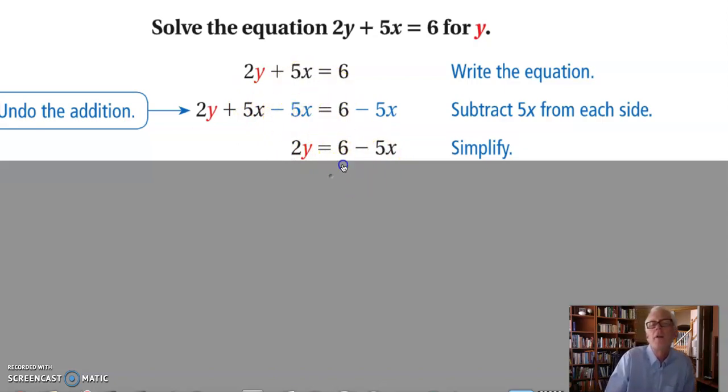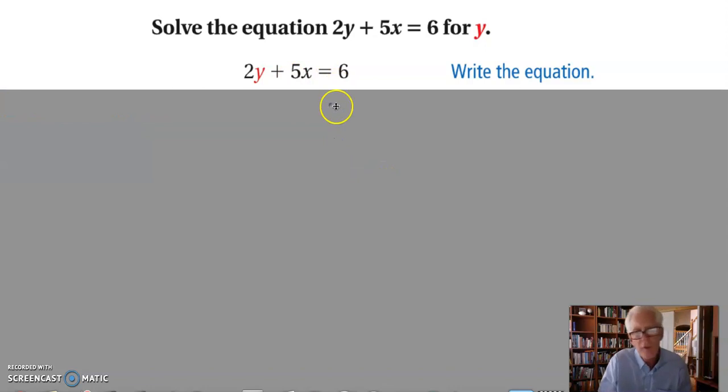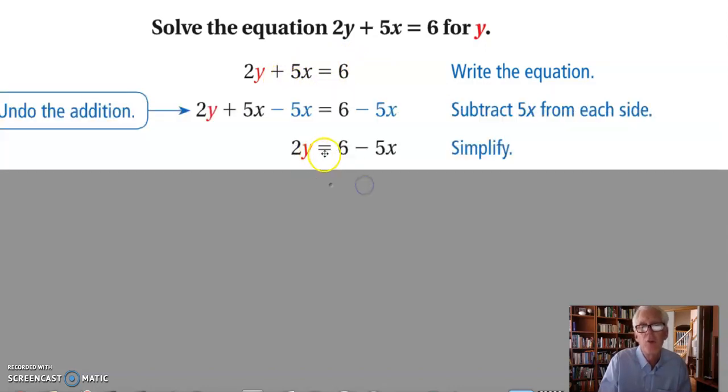This 5x is gone because we moved it. Basically, it's kind of a shortcut in my head. I want to move this 5x over here. You can't just move it. You have to do it mathematically, but when you move it to the other side of the equal sign, the sign just changes. Instead of plus 5x, it's minus 5x.